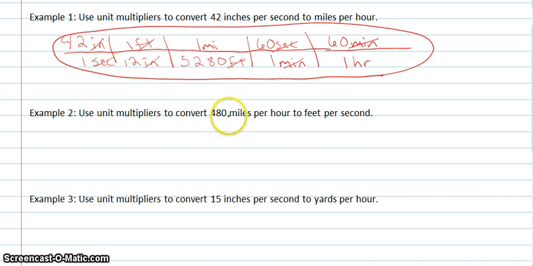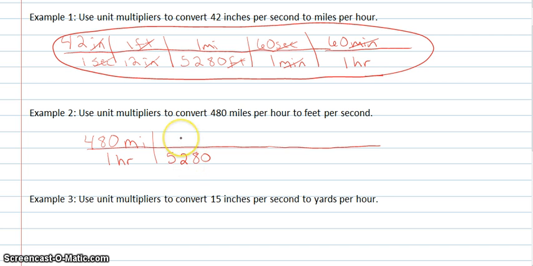Use unit multipliers to convert 480 miles per hour to feet per second. So I'm going to start with that same setup, 480, this time it's miles per hour. And now I want to go to feet per second. So I'm going to start with the miles and change them to feet. So there's 5,280. Oh, see, I started to put that on the wrong side, because that should be a 1 mile down here.